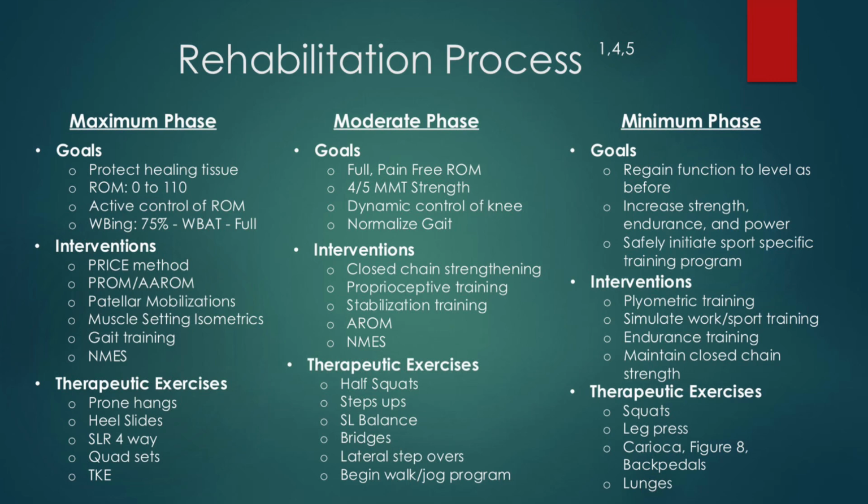We're also going to increase strength, endurance, and power, and safely initiate the sport-specific training program if they were an athlete. During our interventions, this is where we begin our plyometric training. We simulate what they'll be doing in their work or sport environment. We'll also work on endurance training and maintain closed chain strength, so we'll do squats and leg press. We'll work on more gait drills such as karaoke, figure 8, and back pedals, and we'll also do some lunges during this time.